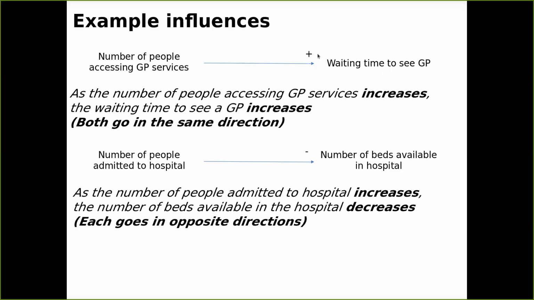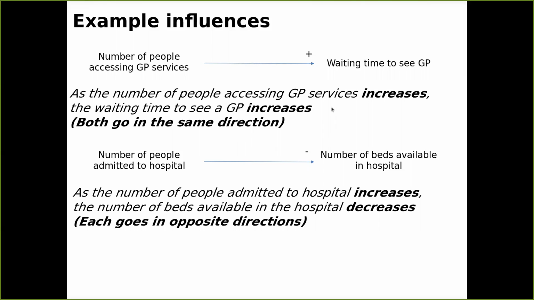And what we mean by the polarity is, as this thing over here increases, the thing that's influencing this thing, does this thing also increase or does it decrease? That is, do they go in the same direction or do they go in opposite directions? If they go in the same direction, we indicate it with a plus. So in this case, as more people access GP services, we would see an increased waiting time to see a GP. So they're both going up. Okay, so that's a positive polarity.